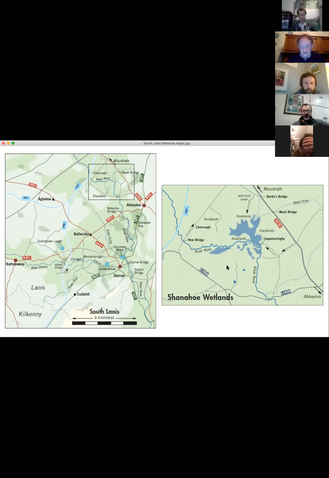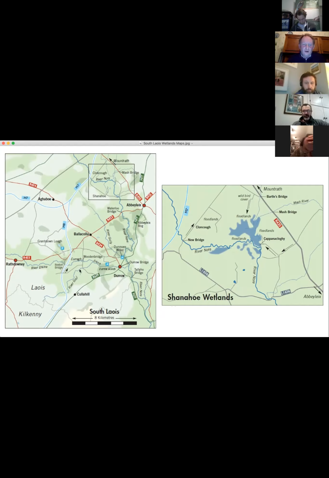In winter, when this area is flooded, it does get too deep, but the perimeter of this area, plus all of this area along here and all of these river floodplains, are very important for overwintering birds. You get species like golden plover, lapwing, lesser black-backed gulls, black-headed gulls, whooper swans. We have a flock of about 170 whooper swans in the area.